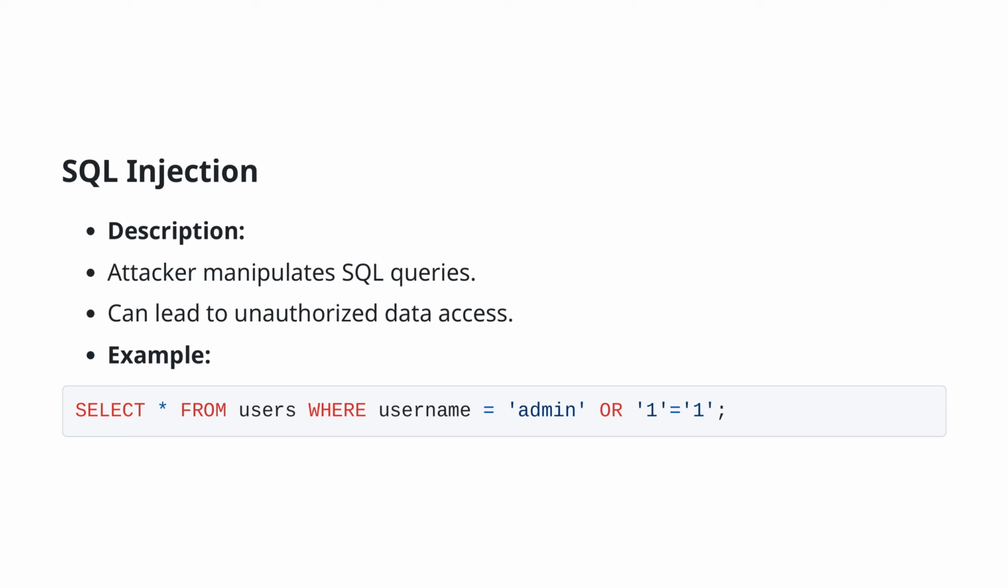SQL injection is a technique where an attacker manipulates SQL queries to gain unauthorized access to data or execute unwanted commands. This can lead to significant security breaches, often allowing attackers to retrieve, modify, or delete sensitive information. For instance, consider the example provided: SELECT * FROM users WHERE username = 'admin' OR 1=1. This query can break security measures by exploiting vulnerabilities in the code. It's vital to recognize these threats to implement appropriate countermeasures and protect your systems from such attacks.